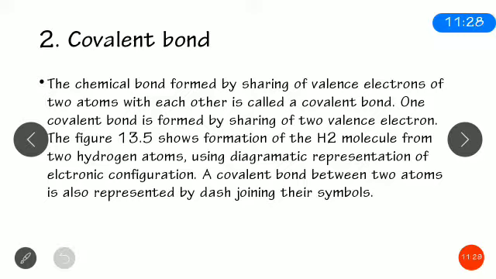So we will see the figure. Here is the formation of an H2 molecule from 2 hydrogen atoms. We will see the diagram first. Always remember that a covalent bond is because of the sharing of valence electrons, and valence electrons, you know, are the electrons present in the outermost shell. A covalent bond between 2 atoms is also represented by a dash joining the symbols.